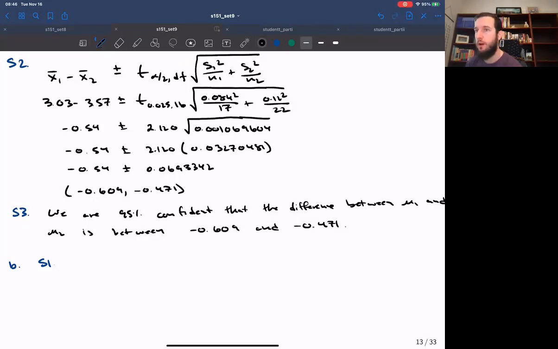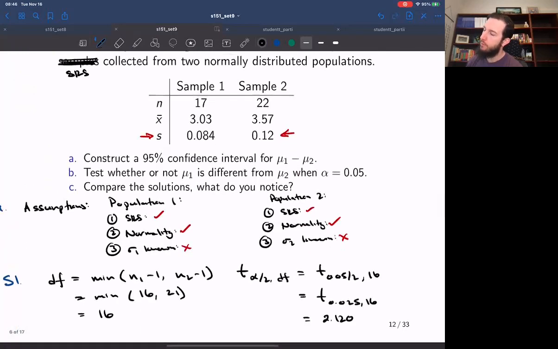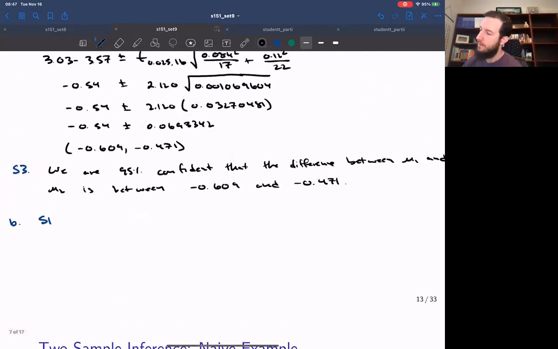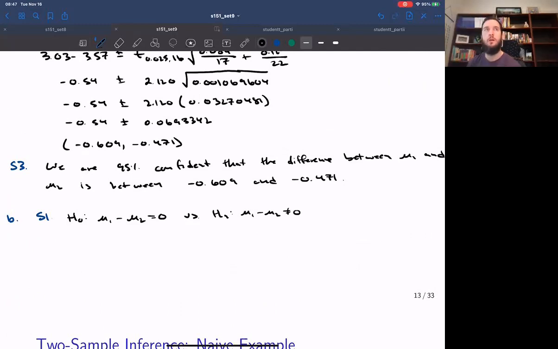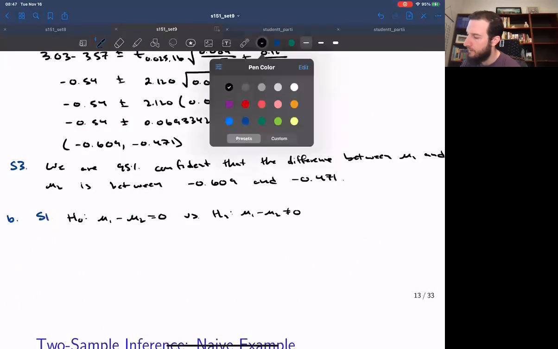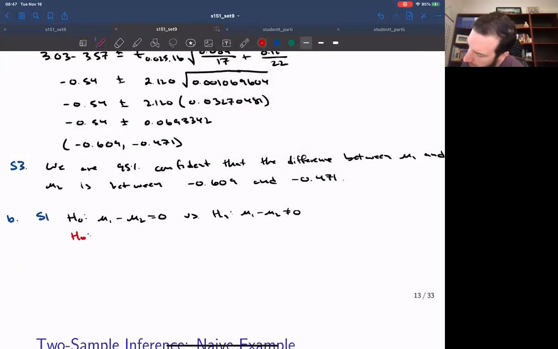Okay, so in part B, we're now going to run a hypothesis test. So it says, test whether or not mu1 is different from mu2 when alpha is equal to 0.05. Okay, so here we're going to have H0: mu1 minus mu2 equals 0 versus HA: mu1 minus mu2 does not equal 0. Okay, again, this is equivalent. So if you would prefer, this is the same thing as writing the null and the alternative as it's shown in red here. Okay, so those expressions are exactly the same.